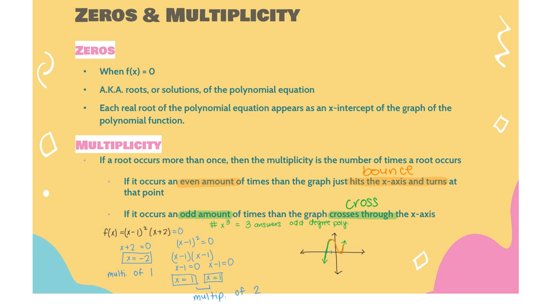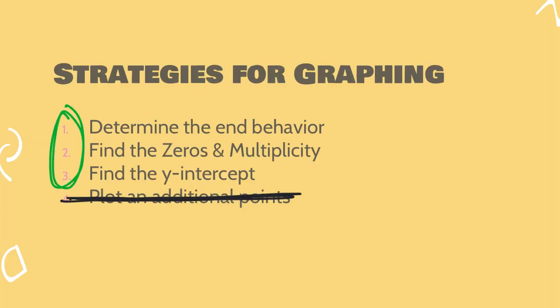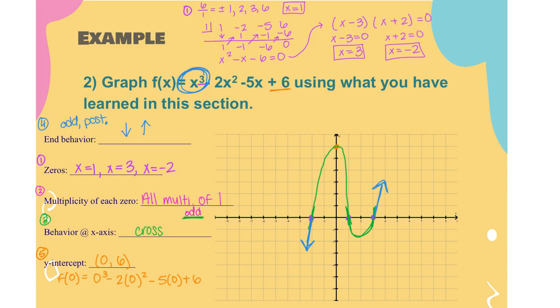Okay, and then bounce, I would say wait until you see your end behavior to graph the bounce, because you don't know if it's on the top or on the bottom. Okay, those were just strategies. So here again is an example. Multiplicity of 1, it's odd. It crosses your x-axis, so I just put the line through, and then I did whatever else I have to do.